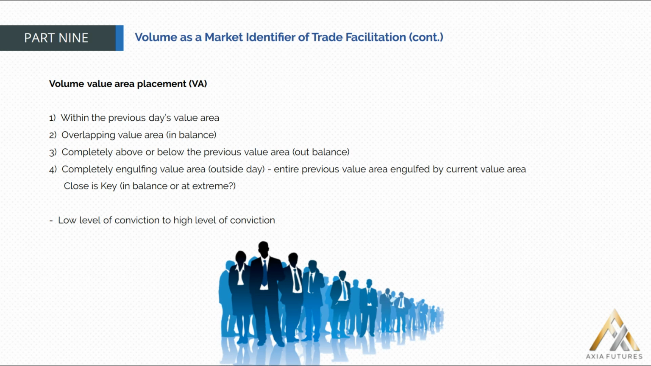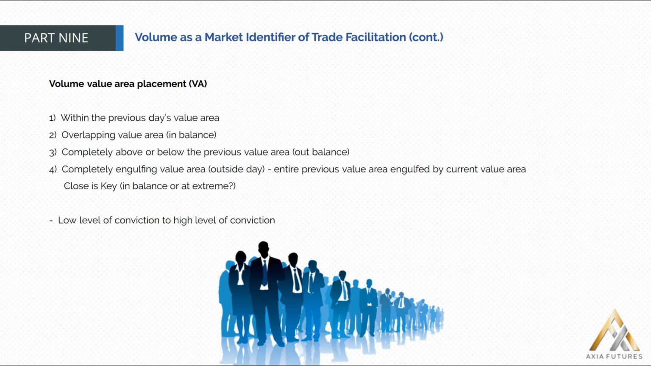Now, there are 4 basic ways in which a value area can be placed relative to the previous day. I'm going to show them to you from a low level of conviction to a high level of conviction. By conviction, I mean initiative or bias being shown, or strong early clues being shown from the market. So the first is when today's value area is contained, or opens or trades, within the previous day's value area. This is the least amount of conviction. Why? Because sellers and buyers are agreeing to the same sets of prices that they agreed to on the previous day.